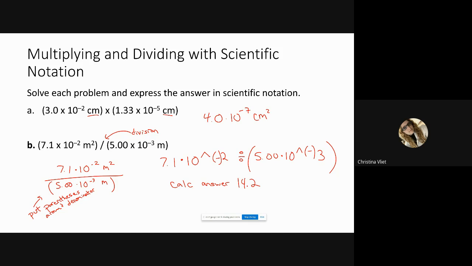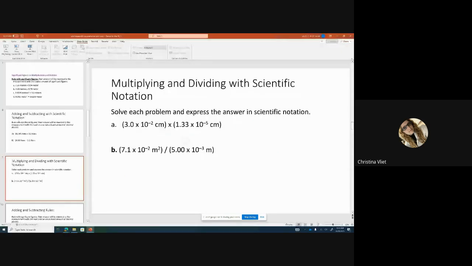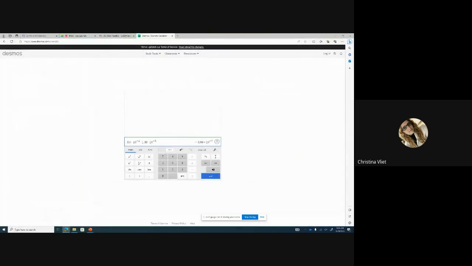All right, 14.2 is the answer you should get. I'm going to go ahead and see what this is in the Desmos for those of you that are not with the appropriate calculator and you need to do your homework anyways. Let's take a look at what this looks like in the Desmos. So now we're going to want to use the fraction bar to indicate that there's a division. The top number is 7.1 times 10.